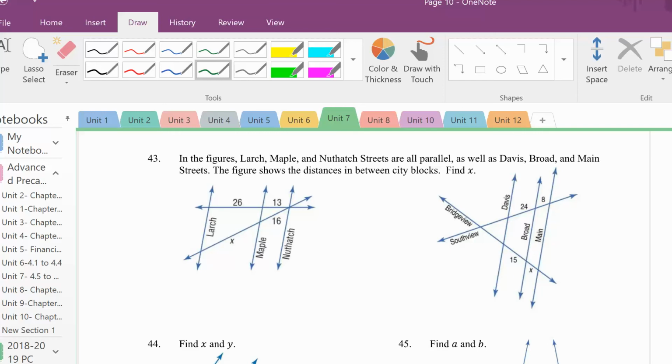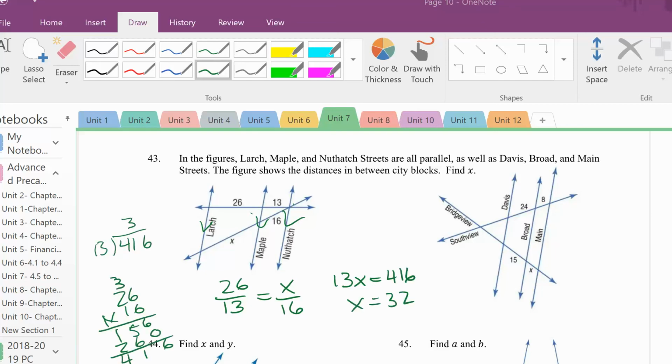So here we have 3 parallel lines cut by 2 transversals. So these lines here are parallel. So 26 over 13 is going to be proportional to x over 16. So when you cross multiply and divide, you get that x is equal to 32. So that means the distance between those 2 city blocks is 32.